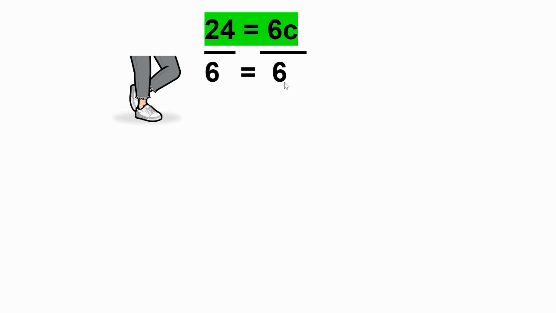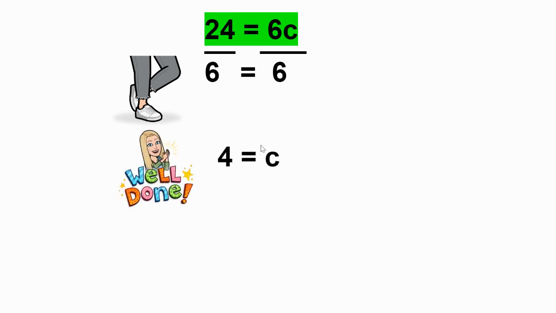So if we divide both sides by 6, remember what we do to one side, we do to the other. We've got to keep it in balance. We will end up with 4 equals c. So 24 divided by 6 is 4. And if we divide the 6 out, we'll just be left with c on this side.